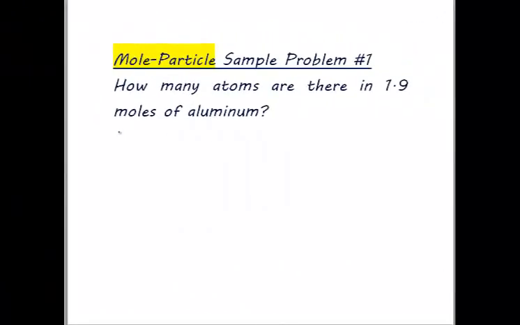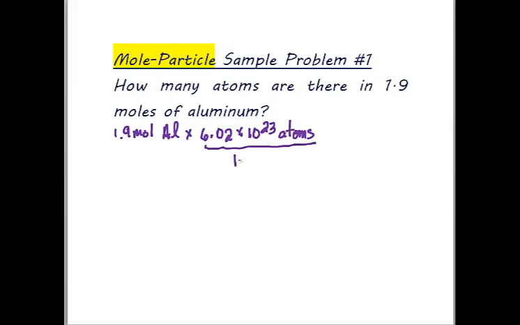Here's our first mole to particle sample problem. How many atoms are there in 1.9 moles of aluminum? Very simple, very straightforward. We've got 1.9 moles of aluminum. Well, how many atoms are there in a mole of aluminum? There are 6.02 times 10 to the 23rd atoms. Specifically, it would be aluminum atoms in 1 mole of aluminum.